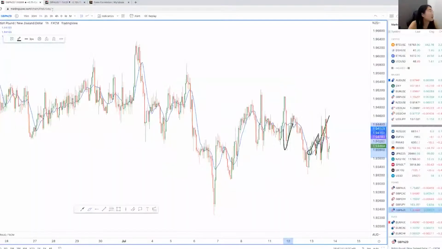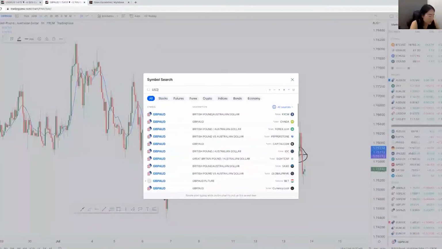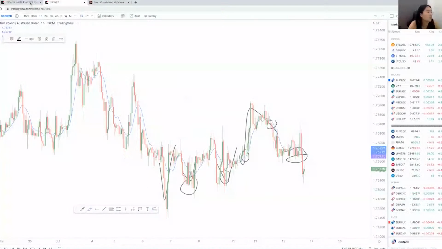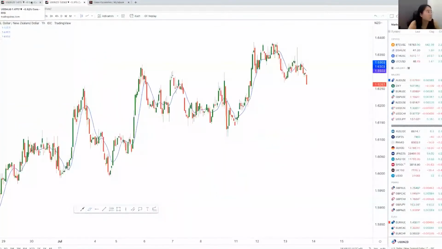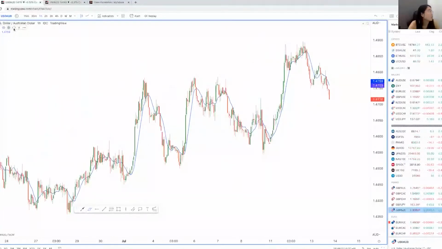And the USD NZD. I just want to quickly show you guys an example of correlation. The first thing I'm going to do is change this to the moving average, natural moving average.